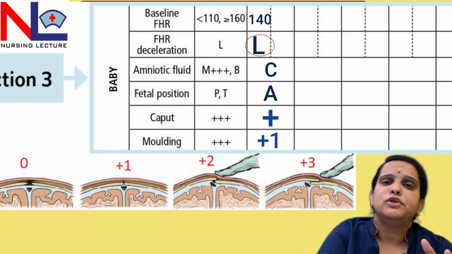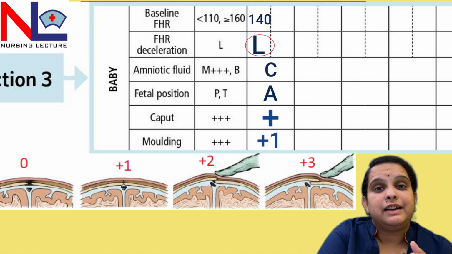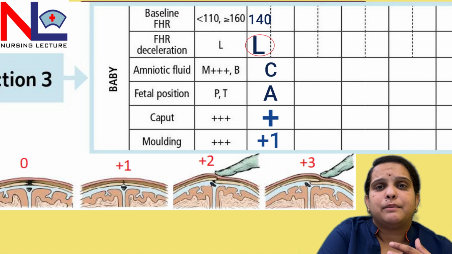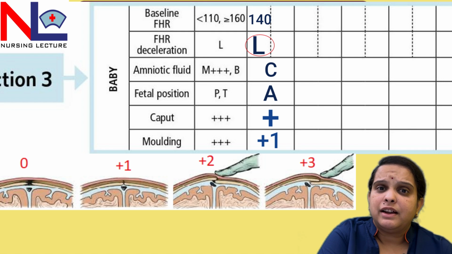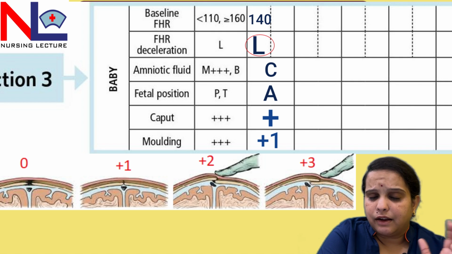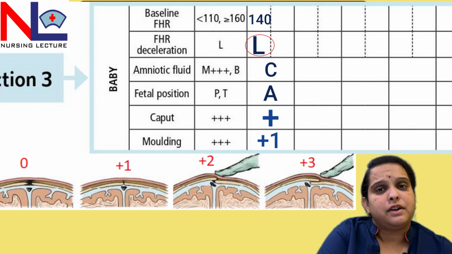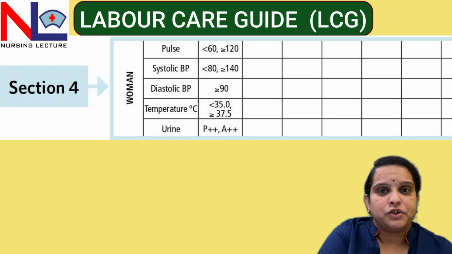According to WHO, the per vaginal examination should be done 4 hourly unless it is required more. So unnecessary hourly PV examination is not recommended by WHO. If the findings are normal, under normal criteria, then we can shift this finding and repeat it after 4 hours. Now next, the fourth section deals with the general condition of the mother.